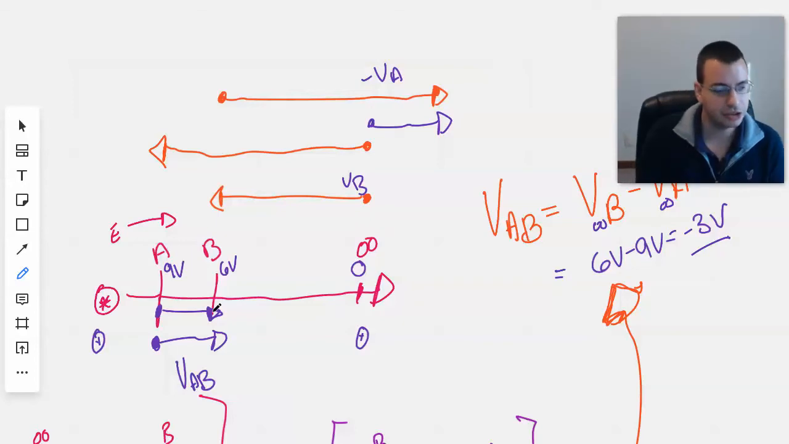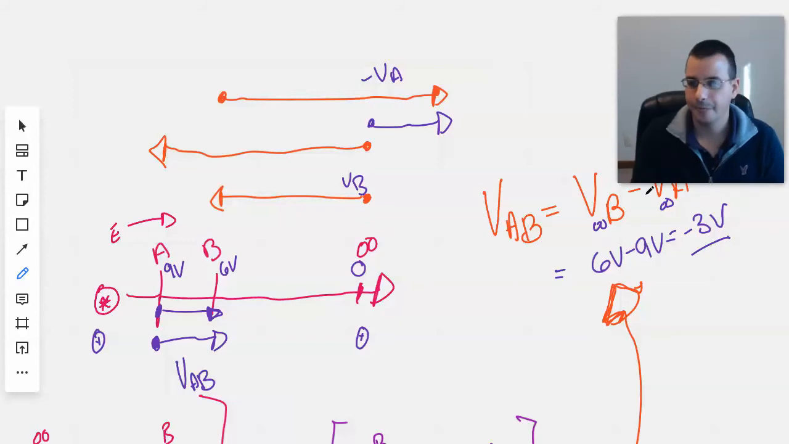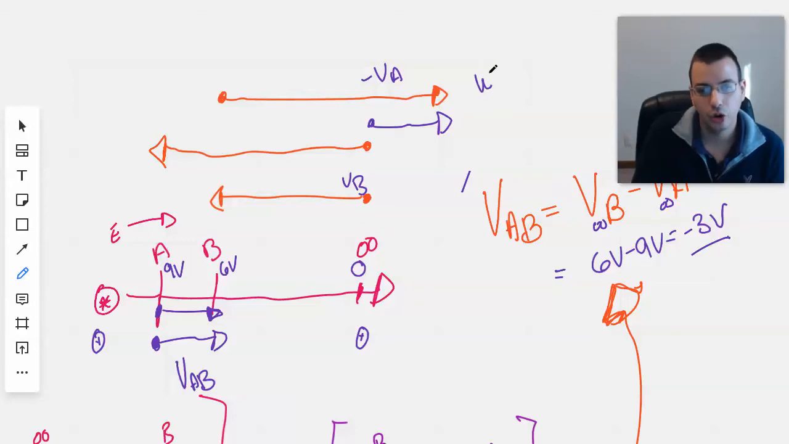Another way of phrasing it is, we have the potential energy from moving it to B minus the potential energy of moving it to A. And so we're going to lose 3 volts worth of potential energy. Now volts isn't really potential energy because you have to multiply it by Q. So work equals Q, the amount of charge that you have, times volts.